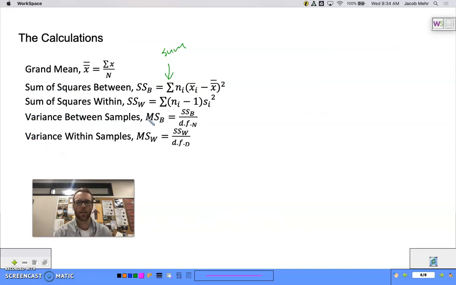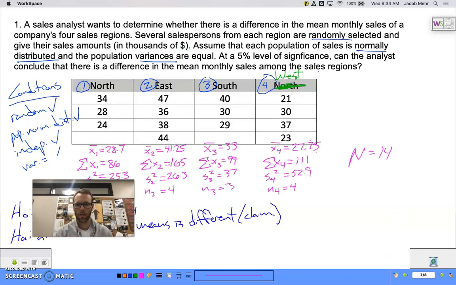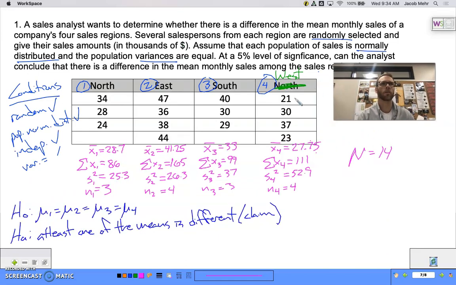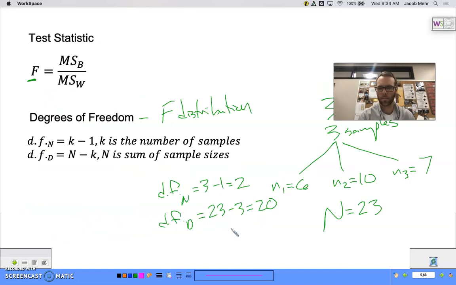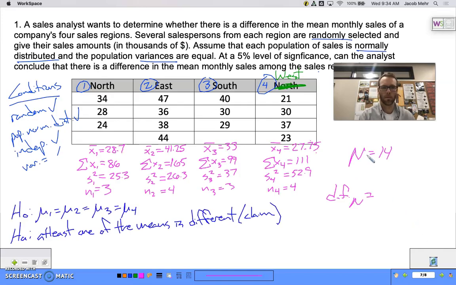Now we can find the mean square between by taking the sum of the squares between over our degrees of freedom for our numerator. And we haven't written what those are down yet. Degrees of freedom for the numerator. How do we calculate that again? It's the number of samples minus 1. Number of samples is 4. 4 minus 1 is 3. There's the degrees of freedom for the numerator.